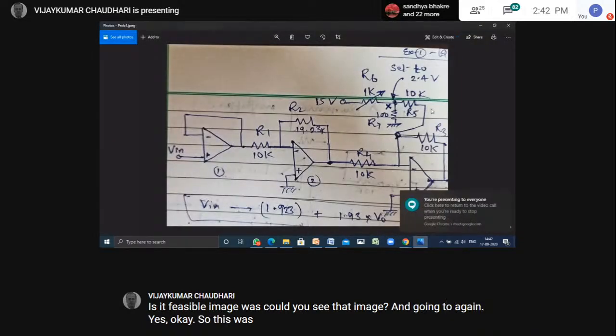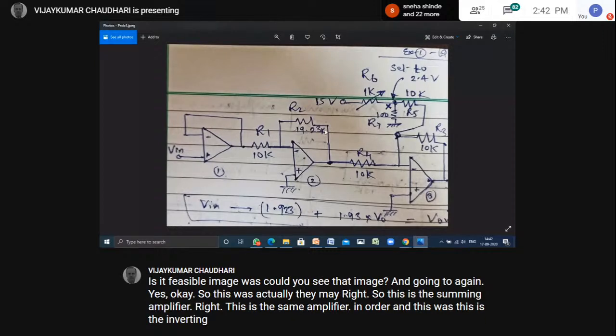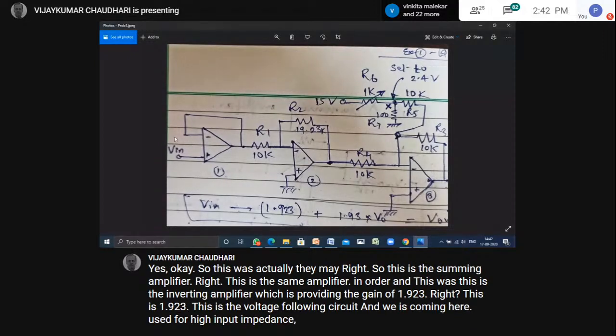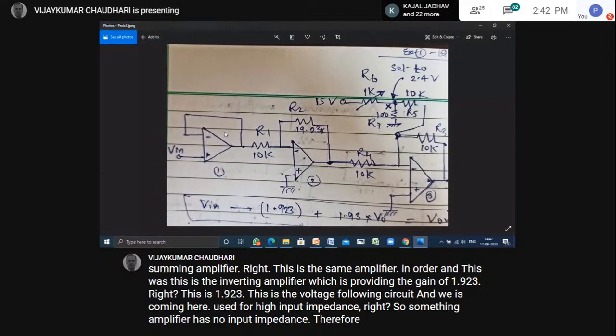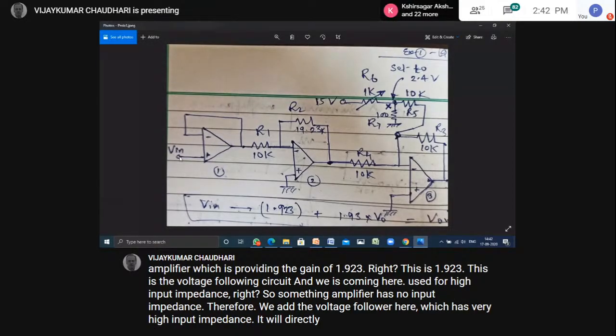So this was actually the image. Right, so this is the summing amplifier, the inverting summing amplifier. And this is the inverting amplifier, which is providing the gain of 1.923, and Vin is coming here. This is the voltage follower circuit used for high input impedance. The summing amplifier has low input impedance, therefore we add the voltage follower here, which has very high input impedance, and it will directly follow whatever the input voltage is as the output voltage here.